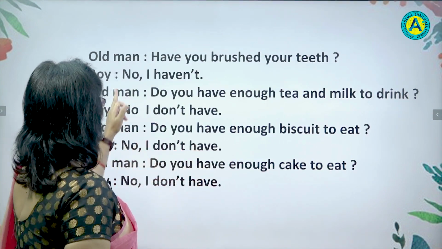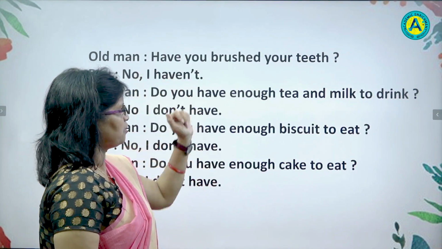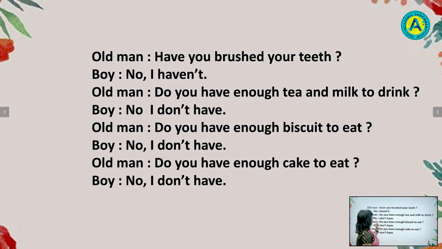Okay. Old man, have you brushed your teeth? Boy, no, I have not. Old man, do you have enough tea and milk to drink? Boy, no, I don't have. Old man, do you have enough biscuit to eat? Boy, no, I don't have. Old man, do you have enough cake to eat? Boy, no, I don't have.